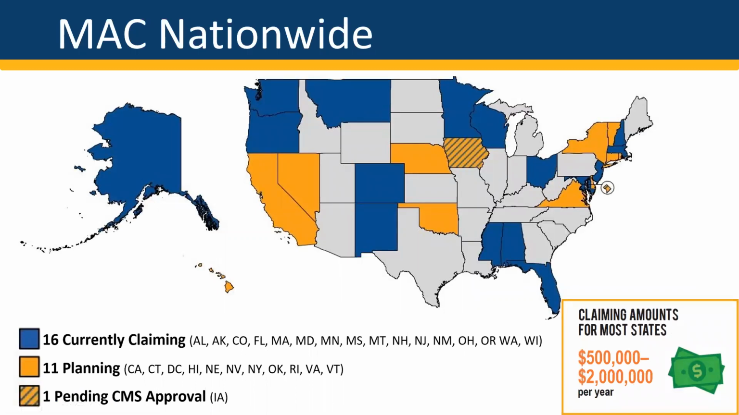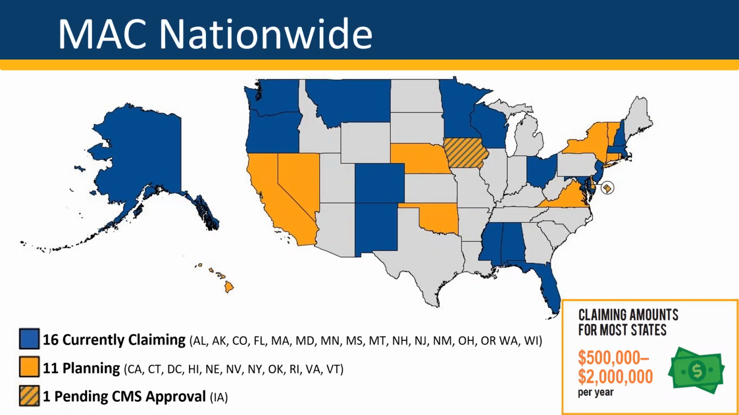So let's look at where MAC is being implemented nationwide. As of May 2021, we have 16 states that are currently already claiming. We have 11 states, including California, that are in the planning stages. And then just one state, Iowa, that is awaiting CMS approval. So that's more than half of our nation.